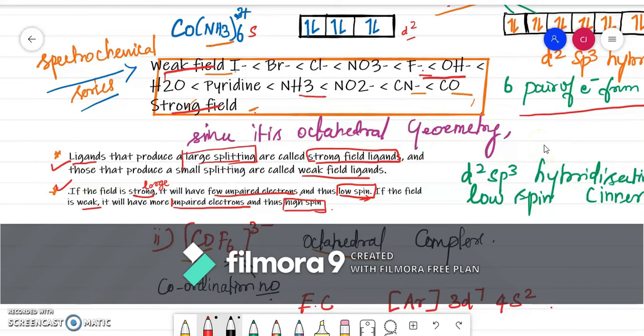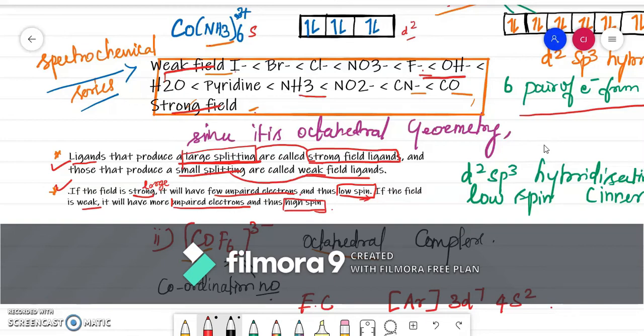Here, the ligands that produce a large splitting are called strong ligands. Now we have seen that CO and NH3 make a large splitting. So it is a strong ligand, and those that produce a small splitting are weak ligands. If it is a large splitting, it is a strong ligand. If it is a small splitting, it is a weak ligand. That's it. It's a simple thing to find out the splitting.